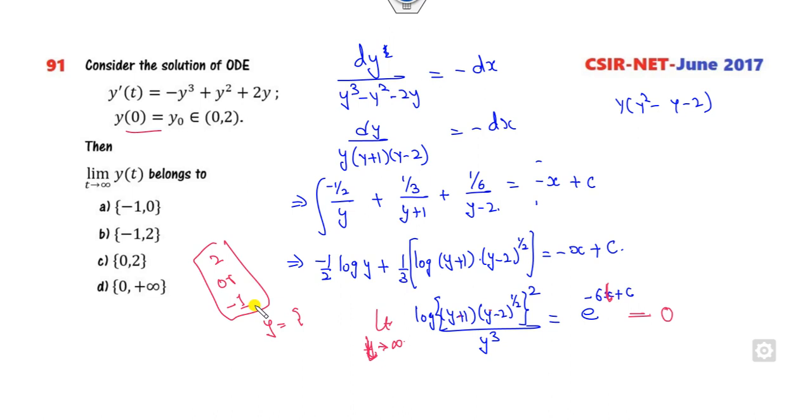So this is canceled out. This is a 2 option, clear. This 2 and minus 1 both, because it is not a closed interval, it's a set. So minus 1 is involved, this limit belongs to minus 1. That satisfied, that satisfied, that satisfied are the right answer of the problem.